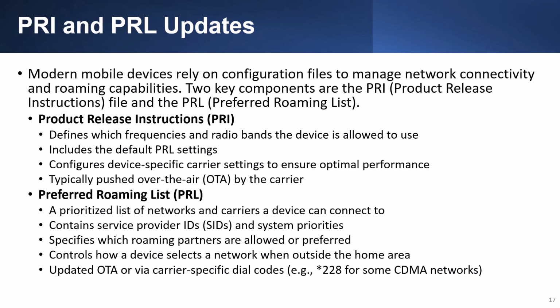The Preferred Roaming List is a prioritized list of networks and carriers your device can connect to. It contains service provider IDs, or SIDs, and system priorities. It specifies which roaming partners are allowed or preferred. It controls how a device selects a network when outside the home area. Devices were updated via OTA or via a carrier-specific dial code, such as star 228 for some CDMA networks.